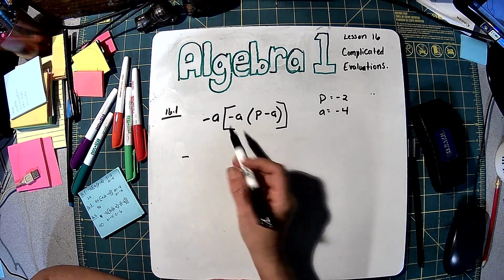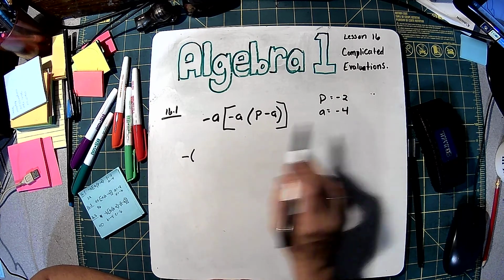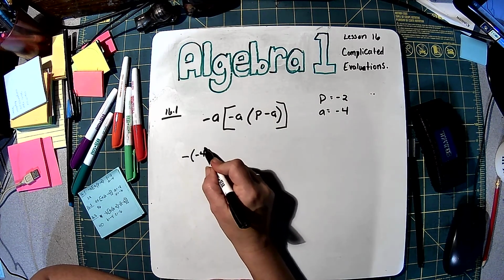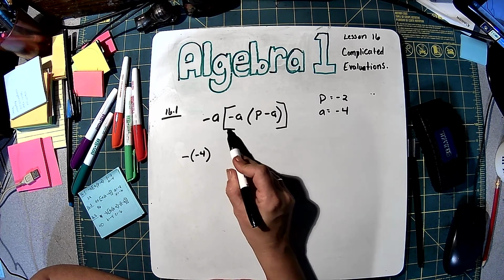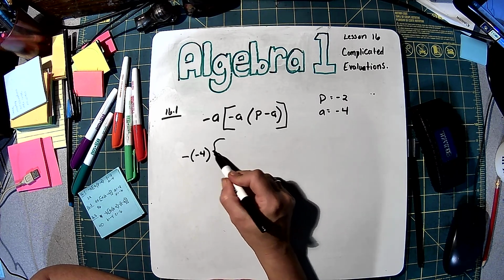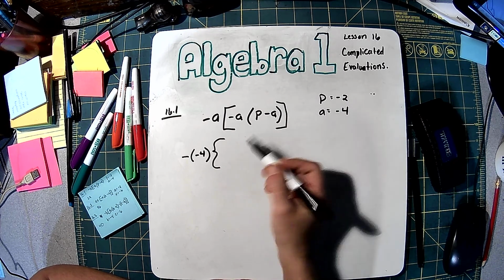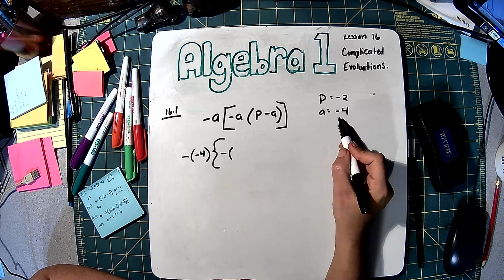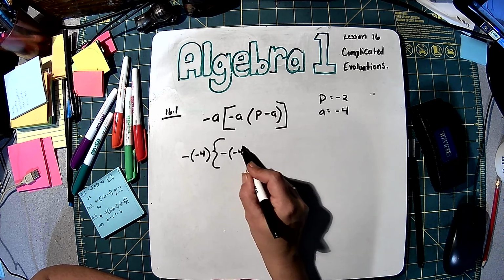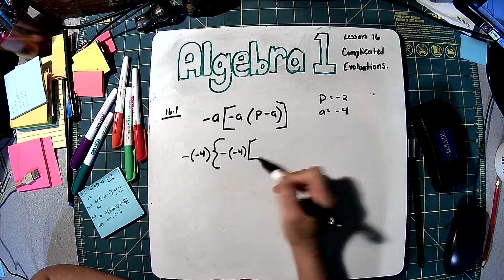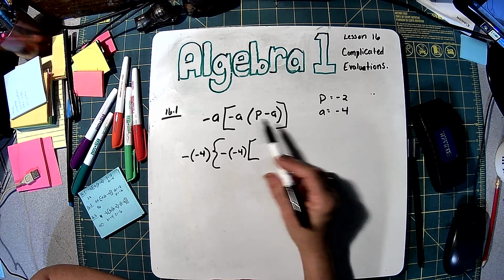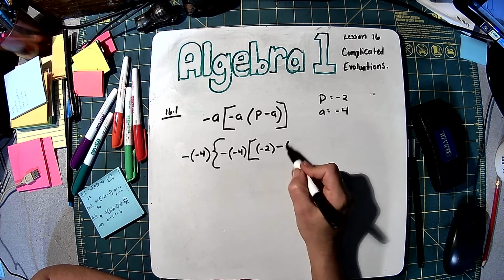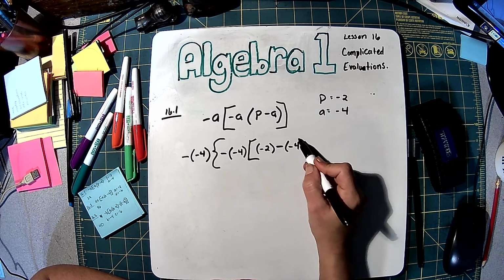So I'm going to copy all this down using parentheses to hold the values of my variables. So negative 4, go there. And then instead of a bracket, I have to make this bigger, so I'm going to make it the bigger size of the bracket. And then I'm going to put my negative, and then where the a is, I'm going to do negative 4. And then I've got this bracket instead of this parentheses, and where the p is, I'm going to do negative 2. And then where the a is, I'm going to do negative 4.